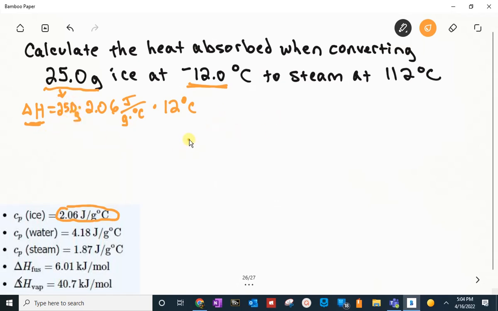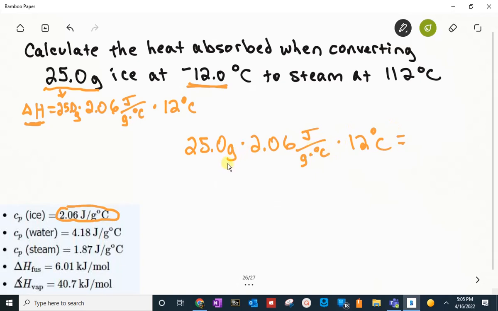So for the first part of this, we have 25.0 grams times 2.06 joules per gram degrees Celsius times a change in temperature, which is 12 degrees Celsius. And that's going to give us that first part of the graph, when the ice is warming up until the point that it melts.